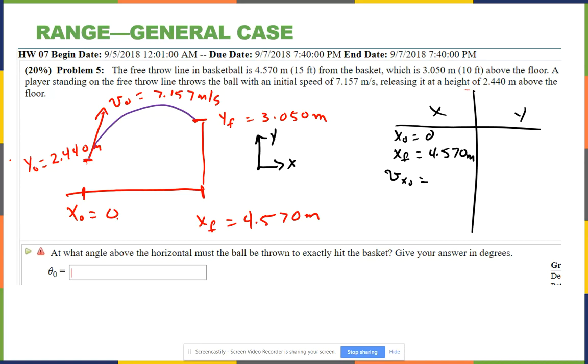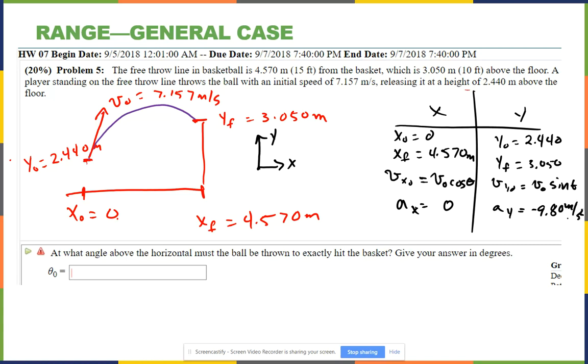Vx initial is equal to, it wasn't given to me, but I know using trigonometry, V0 cosine of theta, where theta is what I'm looking for. And ax, what's the acceleration in the horizontal direction? 0. Y direction, y initial is equal to 2.440. Y final is equal to 3.050. Vy initial is equal to V0 sine theta. And ay is equal to minus 9.80 meters per second squared. Or I'll put equals minus g because it's just shorter to write minus g than write minus 9.80 meters per second squared until I get to the end. Now, of course, I wrote this on the slide. I put this in the other document so I'd have room to work it out because I don't have room to work it out here.